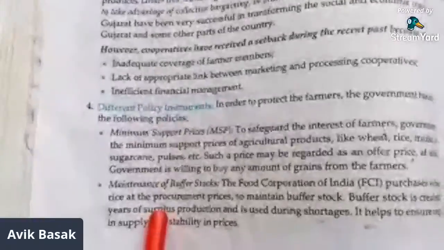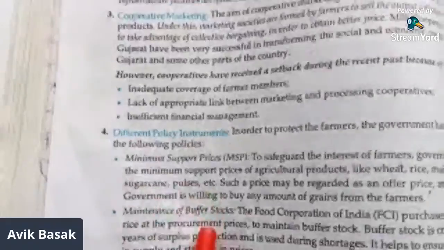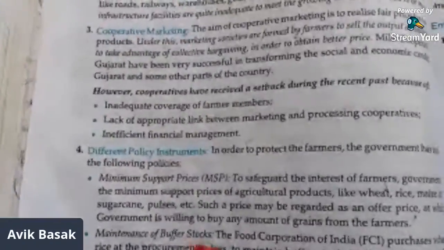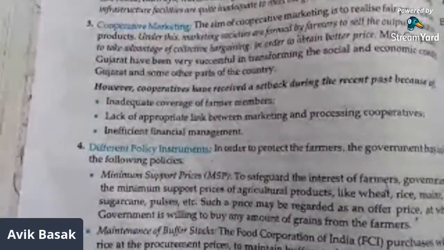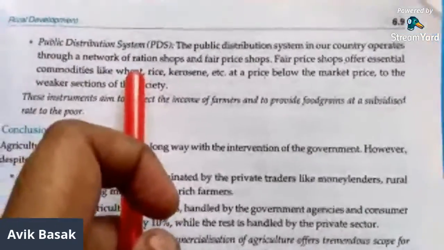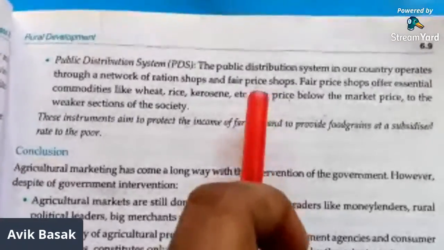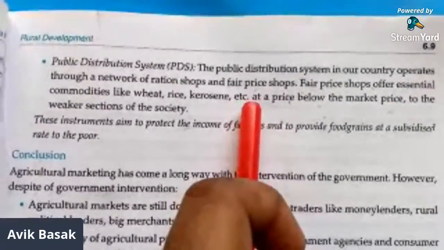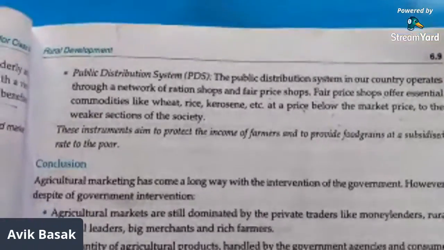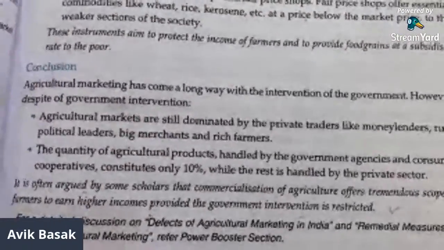Second, maintenance of buffer stock. Stock should be maintained so that it is helpful during natural calamities. So proper warehousing facility and storage facility should be given to the farmers. Third, public distribution system, PDS, which is the system of ration shops, fair price shops. The goods should be provided at fair prices to the people. Okay, so these are all the solutions made by the government.